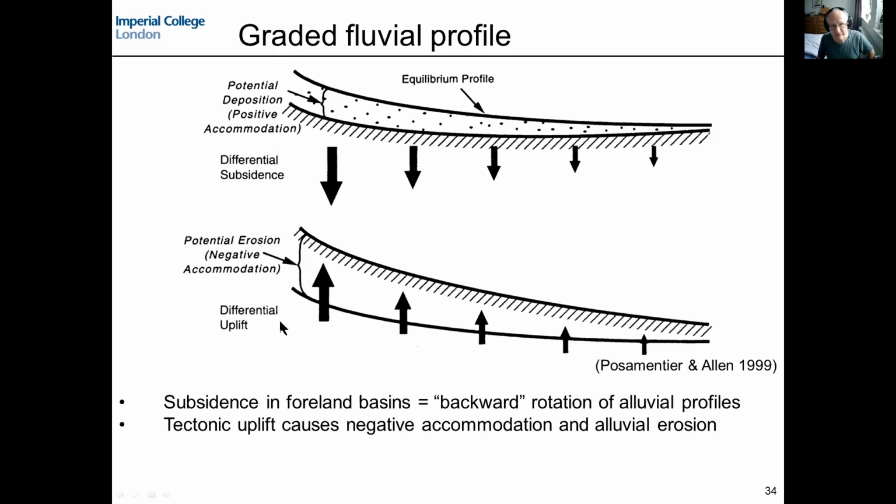Okay, the bottom image shows the same kind of thing in reverse. Here we have our original graded profile, but if we have uplift in this case, which again isn't uniform laterally, greatest uplift towards the left, smallest amount of uplift towards the right, well then what that means is we have potential for more erosion on the left in an up dip area, less erosion towards the right in a down dip area.